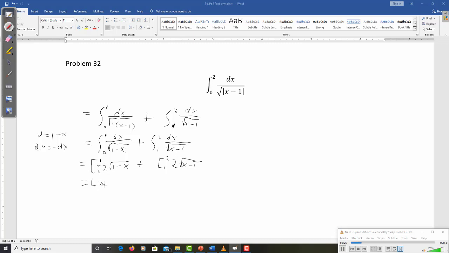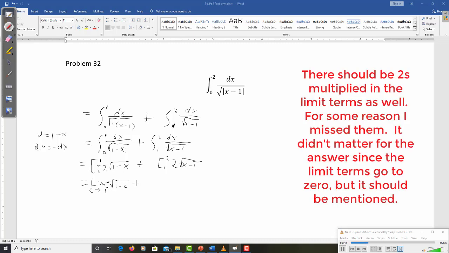So I have to consider the limit as c goes to 1 from the left of square root 1 minus c. And I guess I need a negative there. Plus, when I plug in 0, I just get 2 square root of 1. Plus, no problem to plug in the 2. 2 square root of 1 minus the limit as c goes to 1 from the right of square root of c minus 1. I probably should have used a different letter for my limits here, but it's still pretty descriptive.